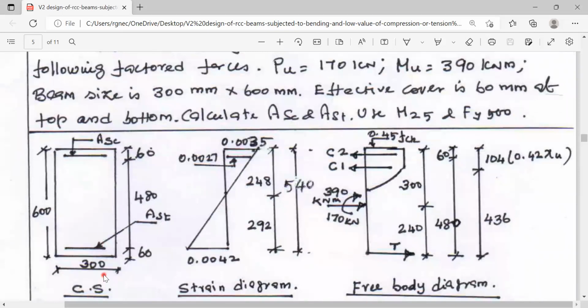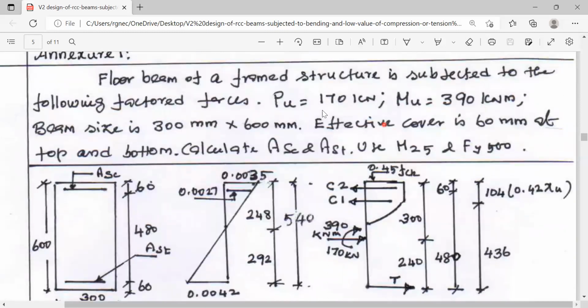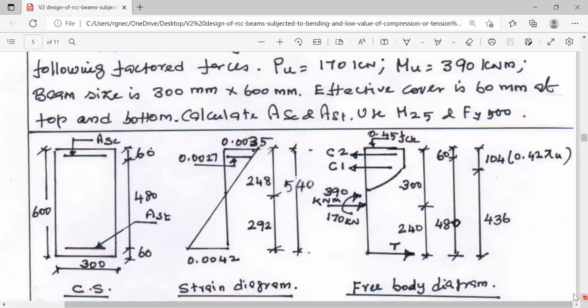The given section is 300 mm wide, 600 mm depth, cover 60 mm on both tension zone and compression zone. ASC and AST are to be calculated based on the equilibrium equations to be capable of taking MU 390 kilonewton meter and PU 170 kilonewton. Now we will design this as a balanced section so that we take advantage of the concrete compression area to the maximum extent possible.